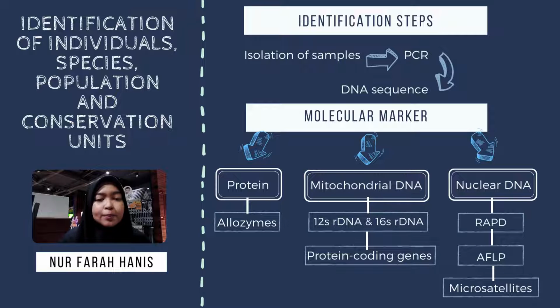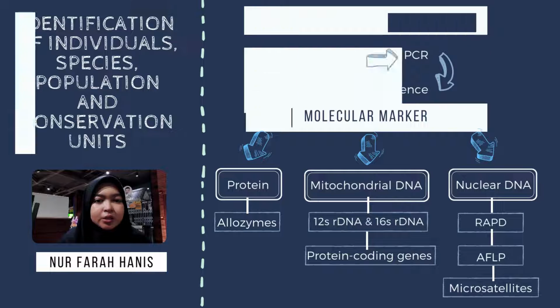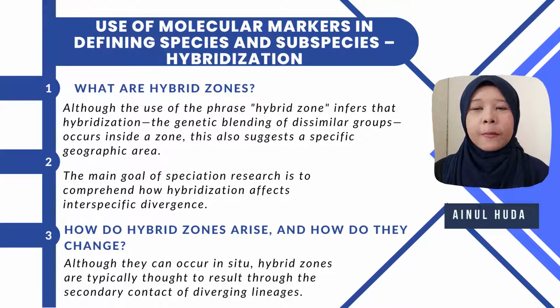Microsatellite markers are multiple copies of short tandem repeats, generally 1 to 5 base pairs long, located in both coding and non-coding regions and fairly evenly distributed throughout eukaryotic genomes. Microsatellites are codominant markers with biallelic or multi-allelic presentation in an individual or population respectively. Use of molecular markers in defining species and subspecies.